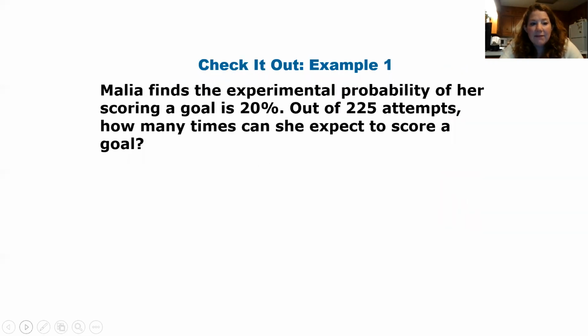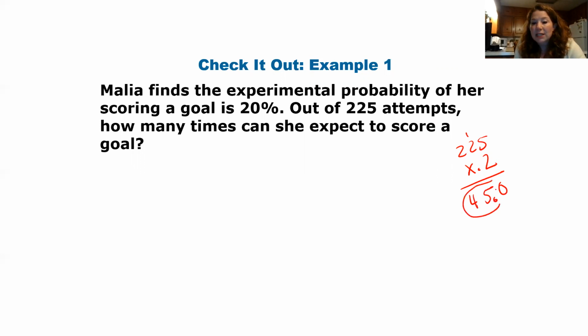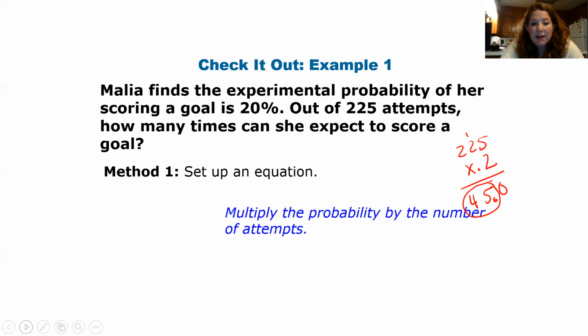All right, Malia finds the experimental probability of her scoring a goal is 20% out of 225 attempts. How many times can she expect to score a goal? So once again, we just need to find 20%, which is 0.2 of 225, which means we're multiplying. So 5 times 2 is 10, 2 times 2 is 4, plus 1 is 5. And there's one number behind the decimal, so the answer is 45. She can expect to score a goal 45 times out of 225 attempts.